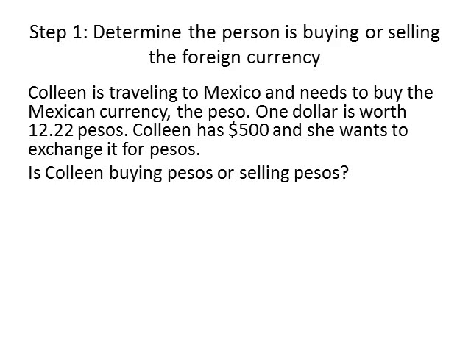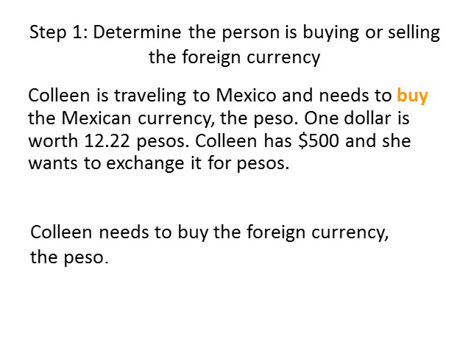Colleen is traveling to Mexico and needs to buy the Mexican currency, the peso. $1 is worth 12.2 pesos, and Colleen has $500 and she wants to exchange it for pesos. The first question we need to ask is, is Colleen buying pesos or selling pesos? Well, if we look at the problem, we see the word buy. So this probably indicates that Colleen needs to buy the foreign currency, the peso.